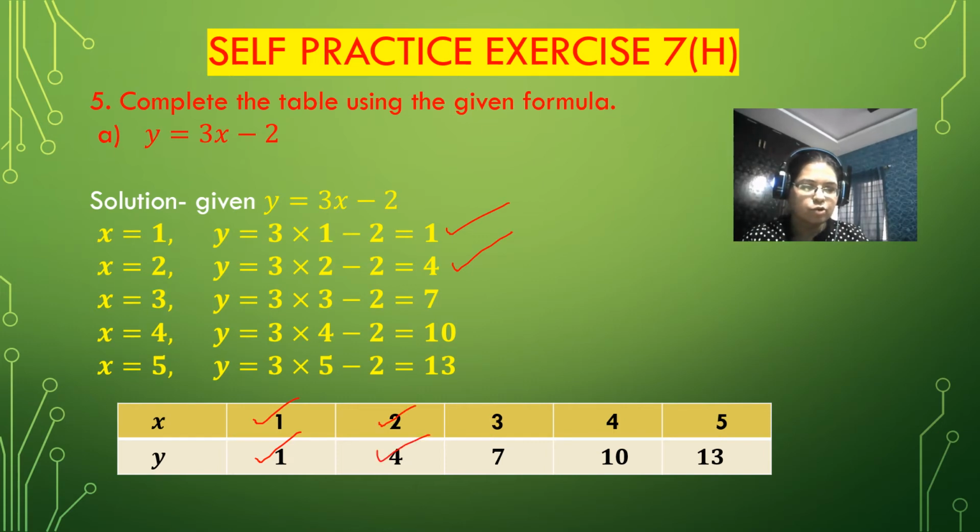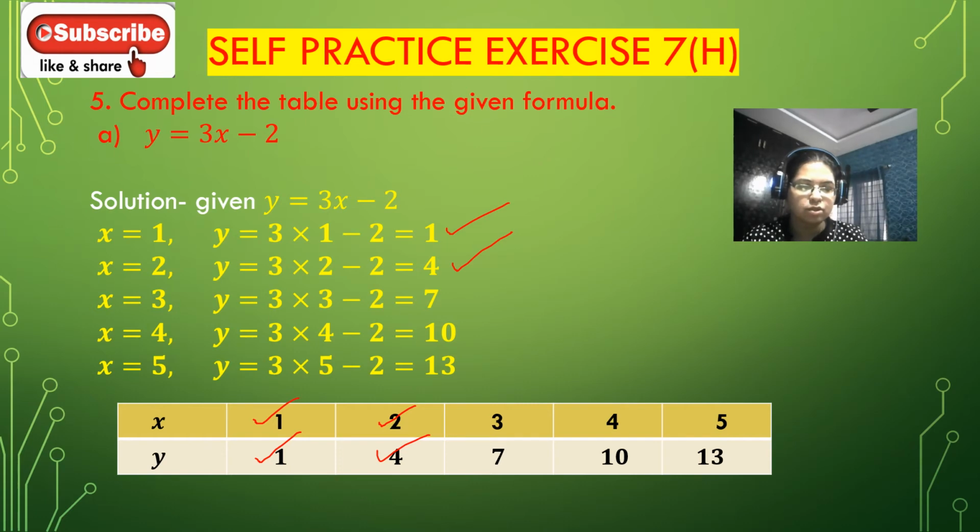Now we have to put the value of x as 3. When x is 3, y will be 3 multiplied by 3 minus 2. 3 multiplied by 3 is 9. 9 minus 2 is 7. So when x is 3, y is 7. Now x is 4. Then y will be 3 multiplied by 4 minus 2. 3 multiplied by 4 is 12. 12 minus 2 is 10. So when x is 4, y is 10.